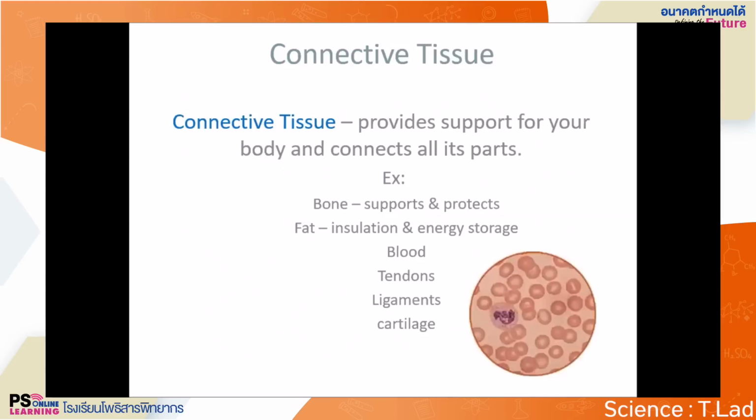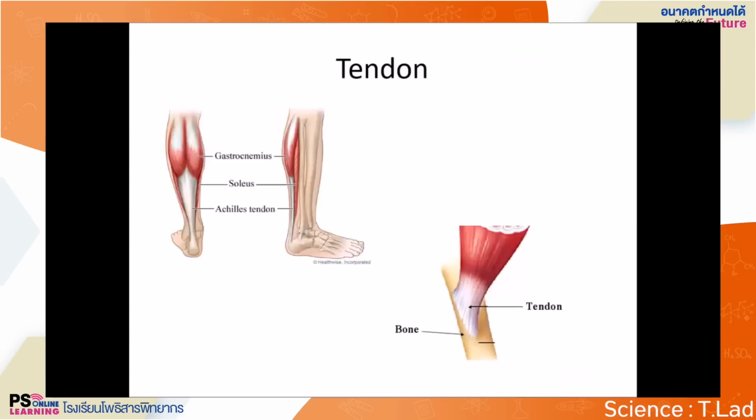The third tissue is called connective tissue. Connective tissue provides support for your body and connects all its parts. So examples of connective tissue are your bones, your fats, your blood, your tendons, ligaments, and cartilage. So what do they do? They provide support and connect. That's why it is called connective tissue.